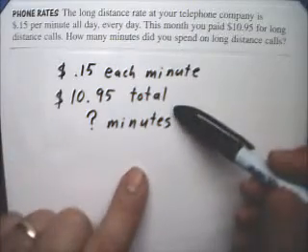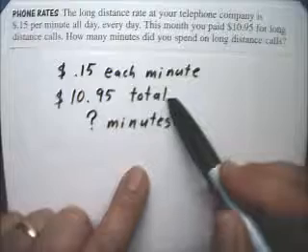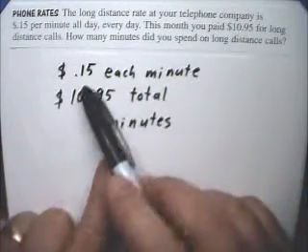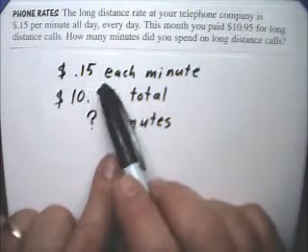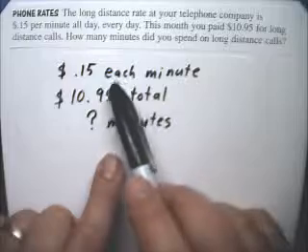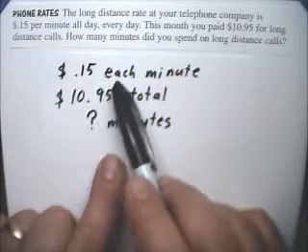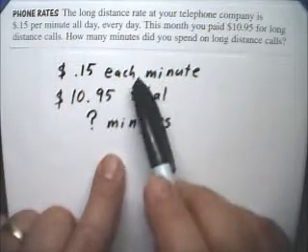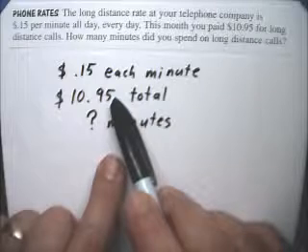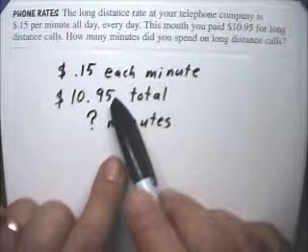This is what I wrote in my own words. I say 15 cents each minute, 10.95 total. How many minutes? Well, when you know how much it costs for one thing, then you have to multiply times how many things you have. Like if this was 15 cents for each orange, we would multiply the number of oranges times 15 cents to get the total bill. And this will be a reoccurring theme in a lot of story problems.